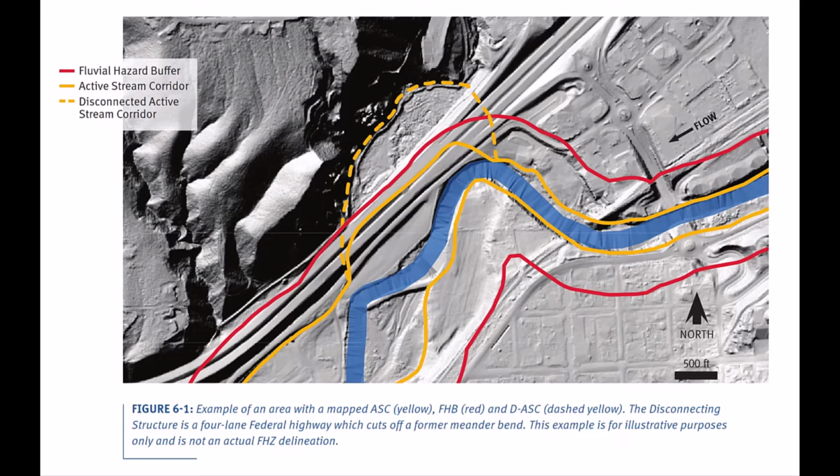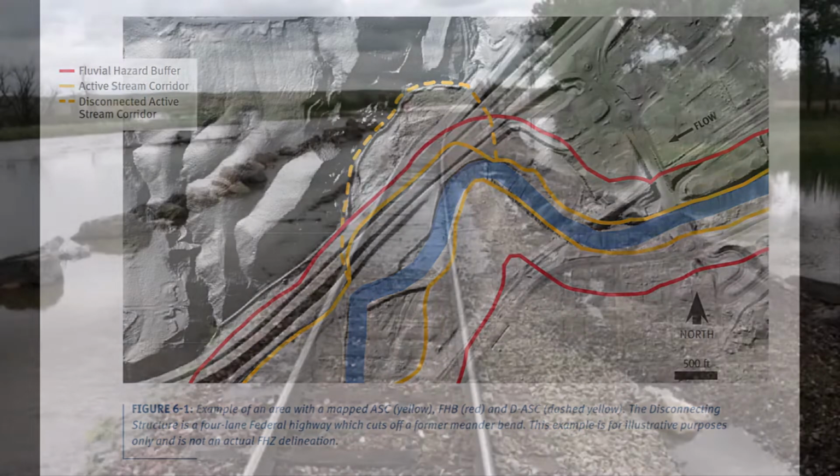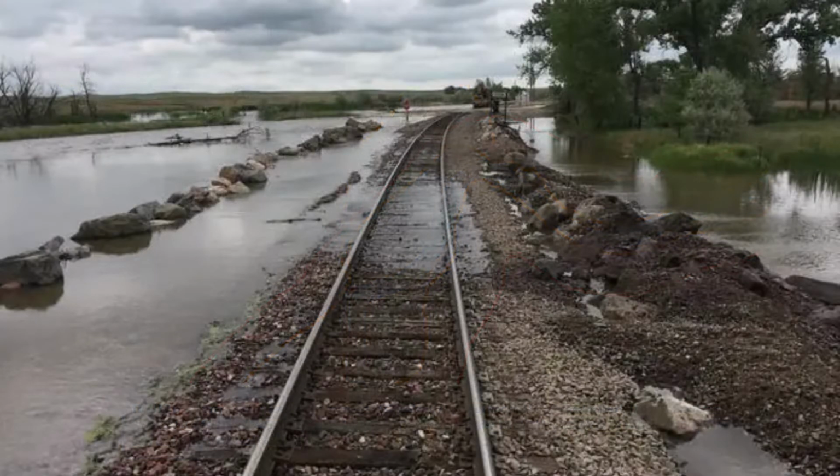Mapping disconnected active stream corridors may be useful for planning and restoration efforts, as they provide information about where reconnection or conversion of land back into an active stream corridor might be possible. While this boundary is intended to identify where lands may no longer be impacted by fluvial geomorphic processes, it does not make claims on whether the area within is subject to inundation flooding, groundwater upwelling, or other hazards that may still exist.